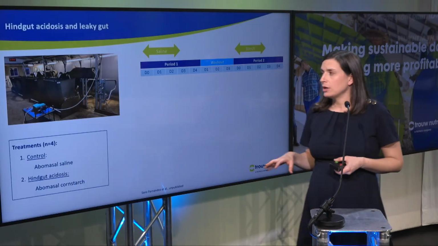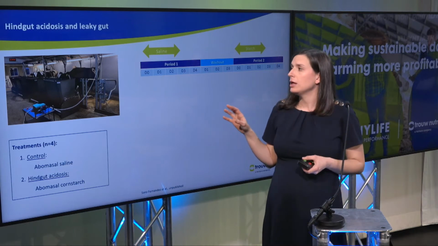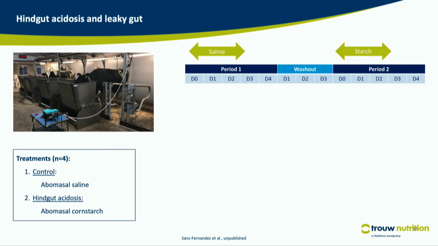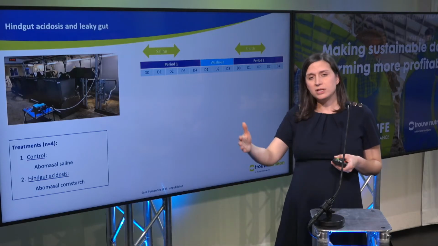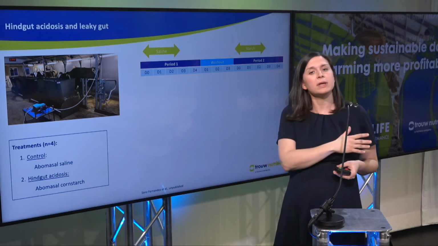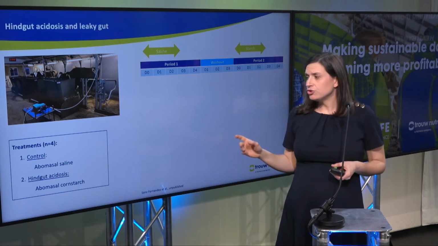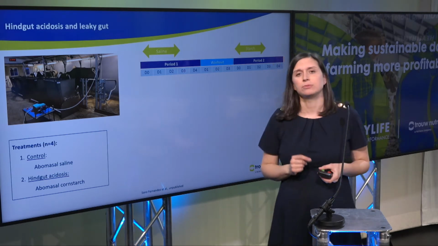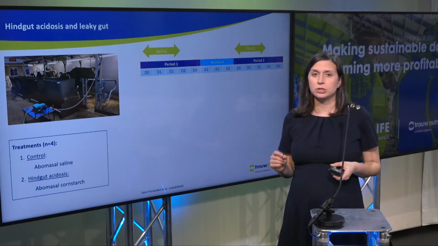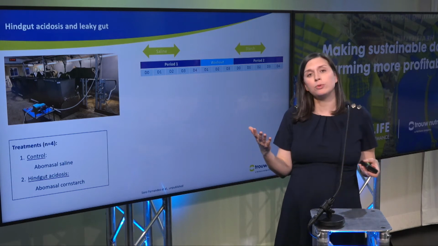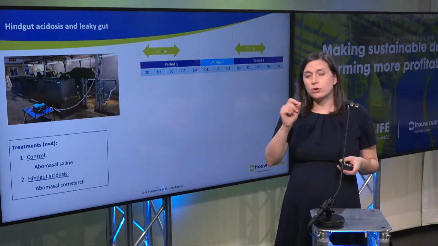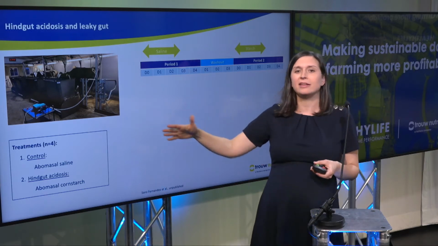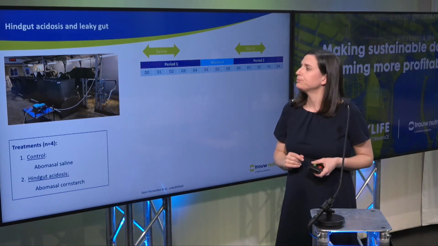So for this, we used 4 animals only. These were rumen fistulated animals, and we exposed all of them to 2 different treatments. The first one was a control treatment, and for this, we infused saline directly into the abomasum. So this would reach the small intestine and the hindgut, and we would leave the rumen totally alone. The second treatment was a hindgut acidosis-inducing treatment. In this case, we did the same abomasal infusion, but this time, what we put in there was cornstarch. Again, this cornstarch would reach abomasum, small intestine, hindgut. It would leave the rumen alone.